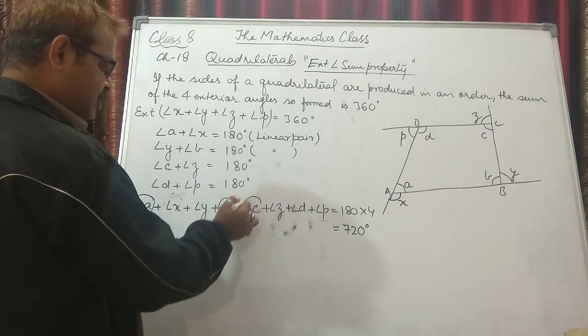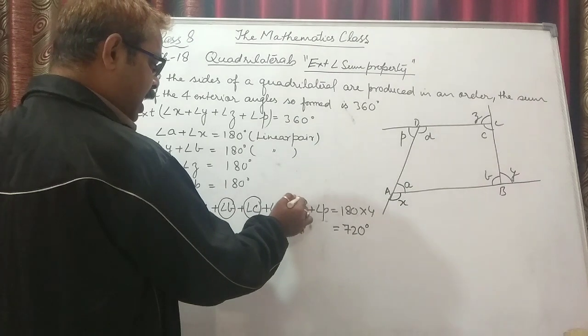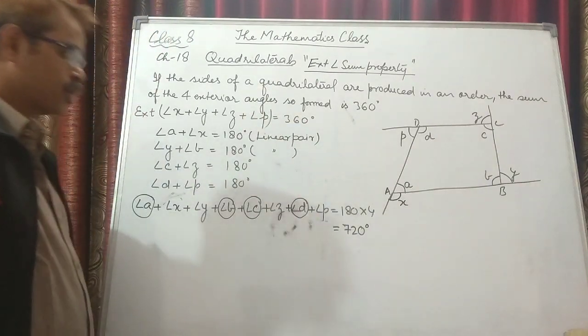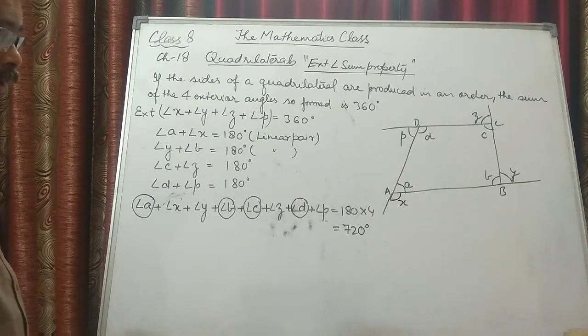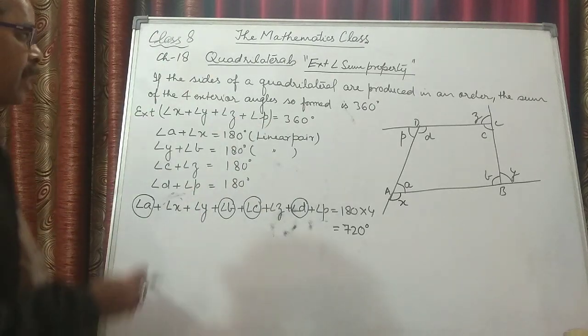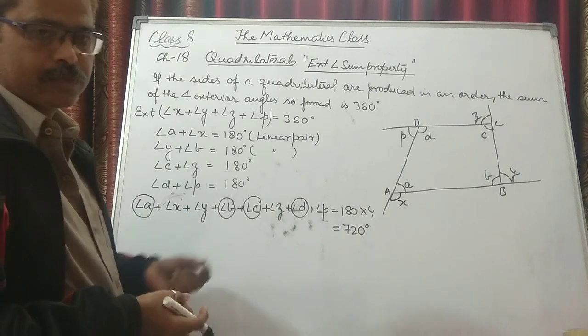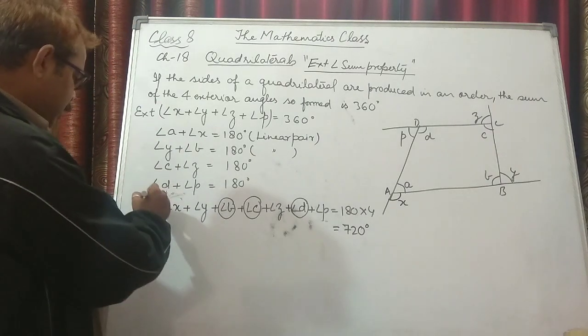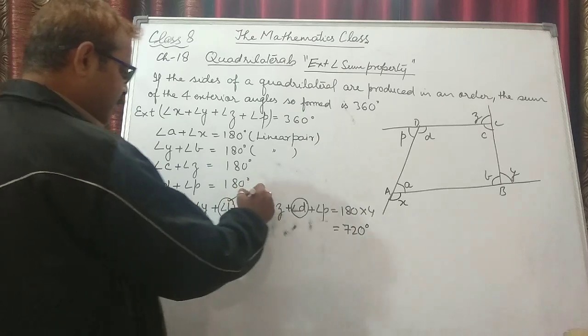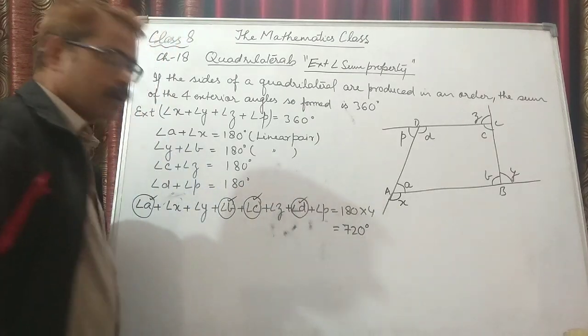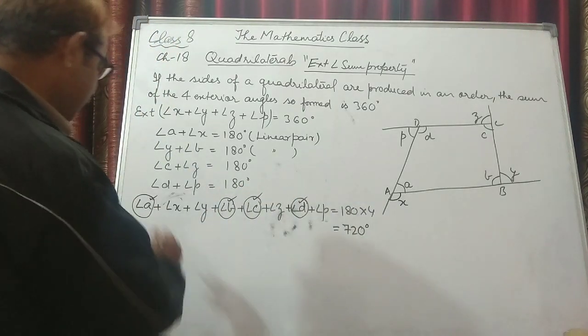B, angle C and angle D are interior angles of this quadrilateral, and we know according to the theorem that the sum of all the interior angles of a quadrilateral is 360. So all these four can be removed, and in place of them we can substitute 360 degrees.